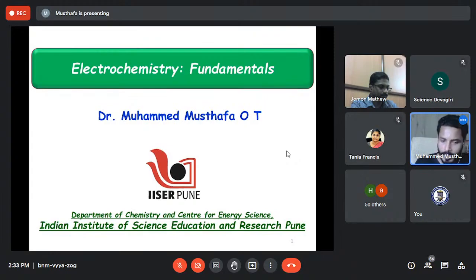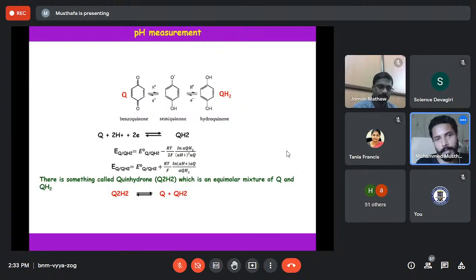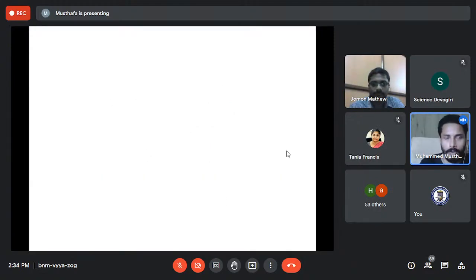Today, let me move on to the next aspect of electrochemistry. Even though electrode potential offers a lot of opportunities, there is one area where electrochemistry finds immense application, that is in the domain of pH measurement. I would like to briefly discuss pH measurement. Most of the pH measuring devices that you see around are electrochemical in nature. I would like to briefly mention the principle behind electrochemical pH measurement. To demonstrate that, I use what is called a quinone-hydroquinone redox couple.